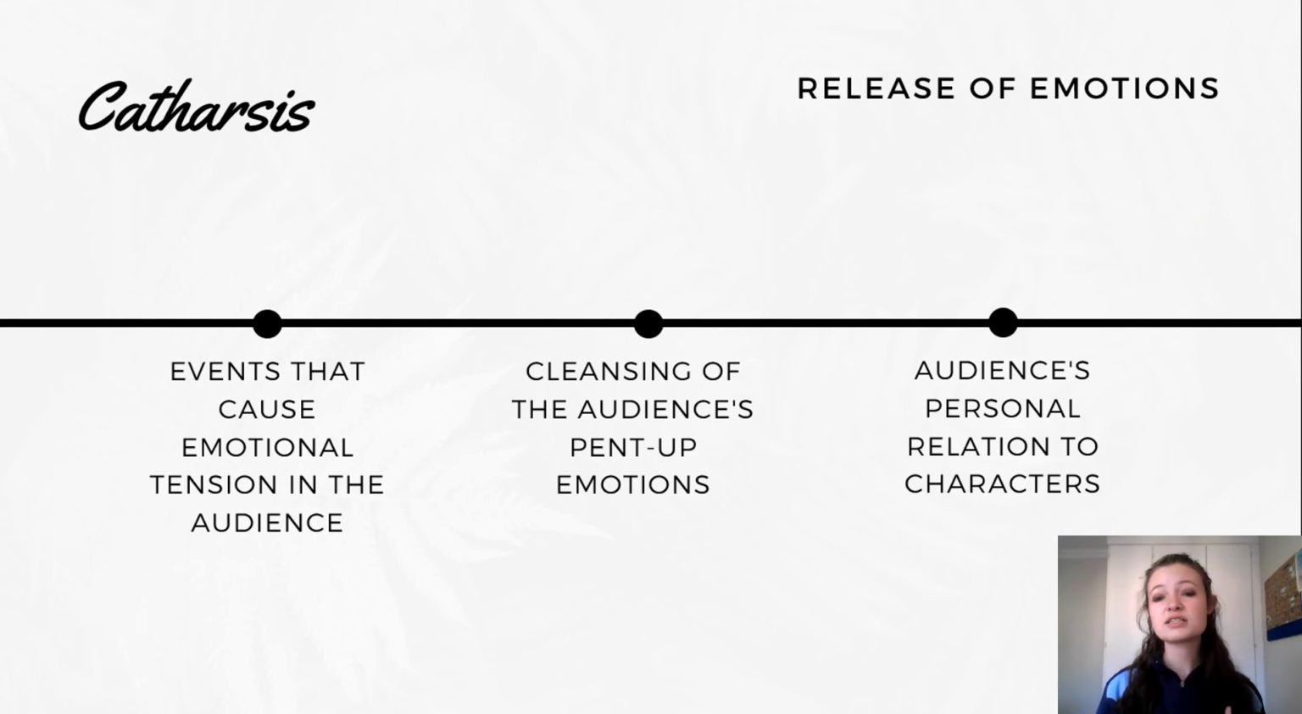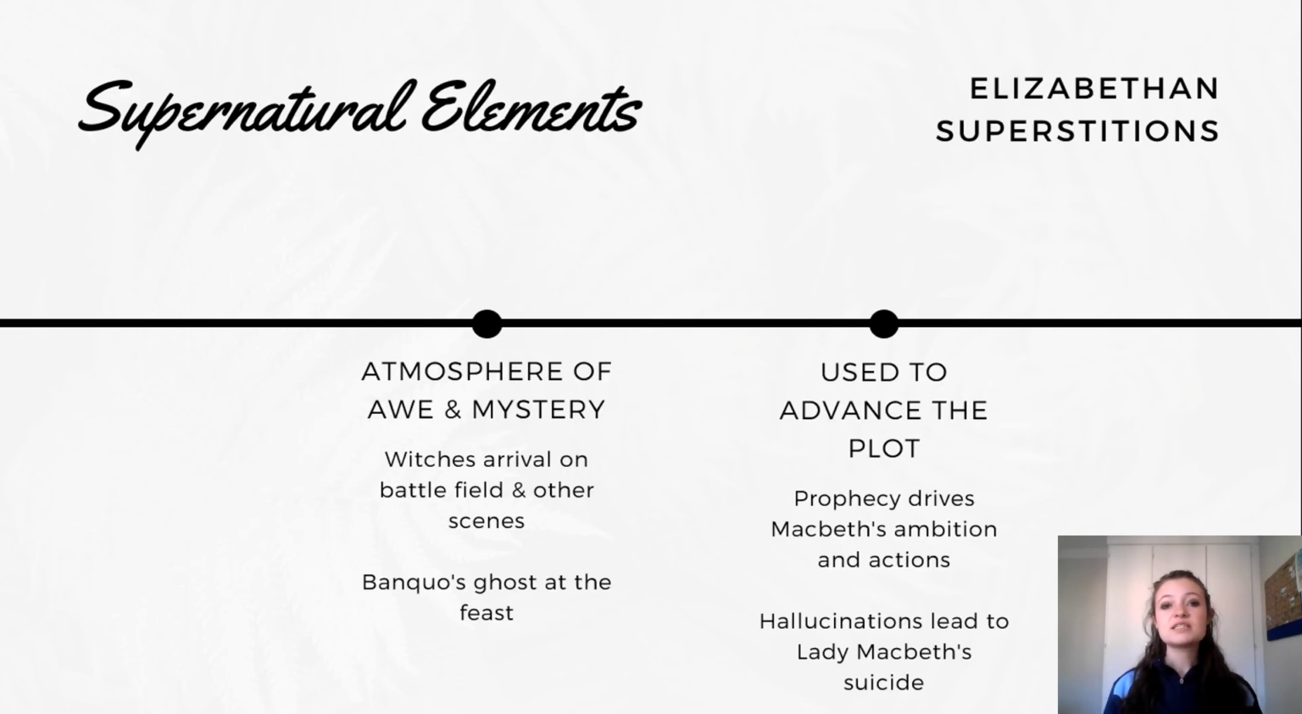We also see a catharsis in Shakespearean tragedy. This is a release of emotions. Within the play, there are events that happen that cause emotional tension in the audience. And when the resolution happens or when certain things happen, there is a cleansing of this pent-up emotion within the audience. This is also the audience's personal relation to characters, whether they hate certain characters, dislike them, like them, really the audience's personal relation to all the characters and even events in the play.